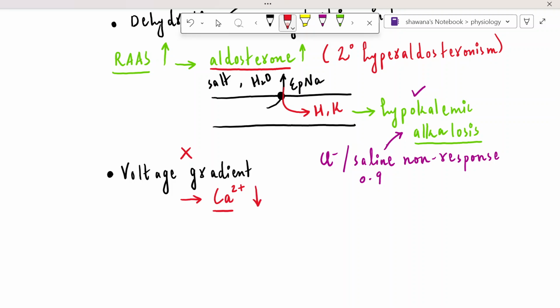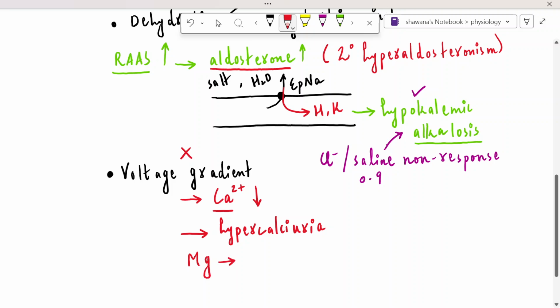It means that the patient suffering from Bartter will have hypercalciuria. Calcium will be lost into the urine, right? Calcium is lost into the urine. What about the magnesium?